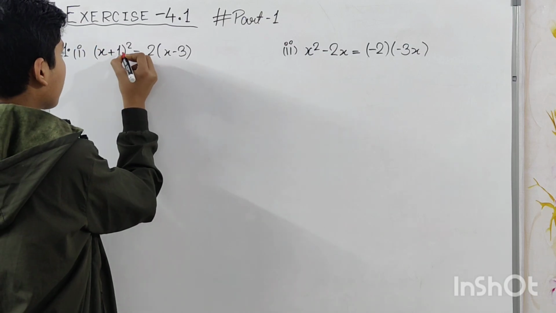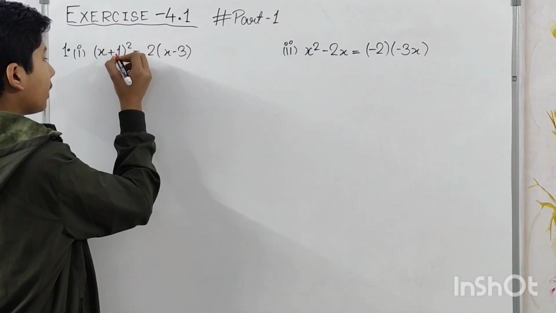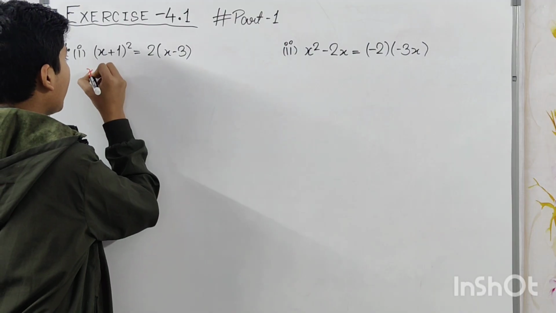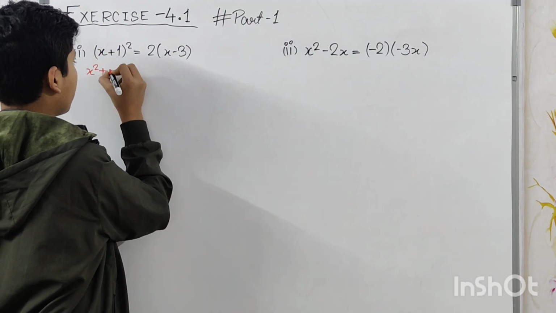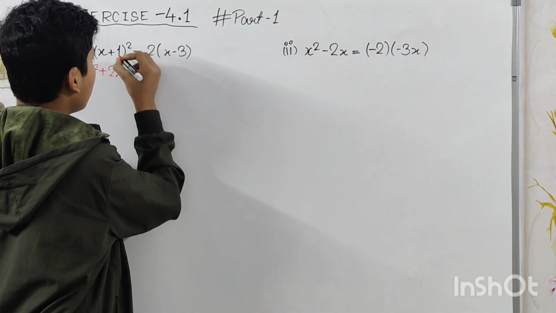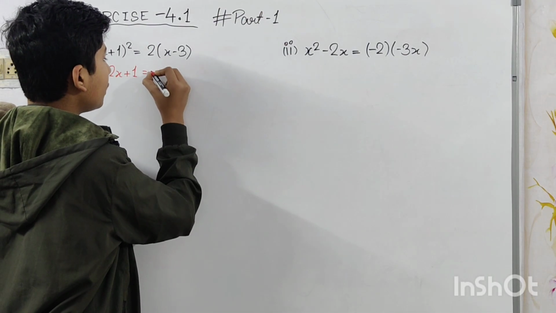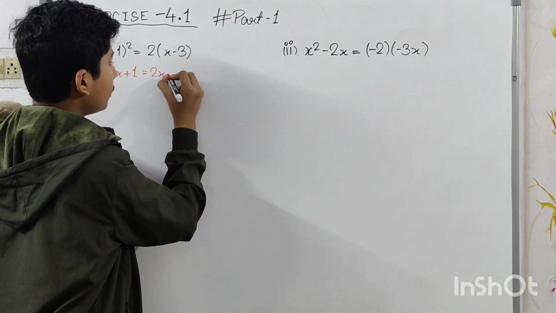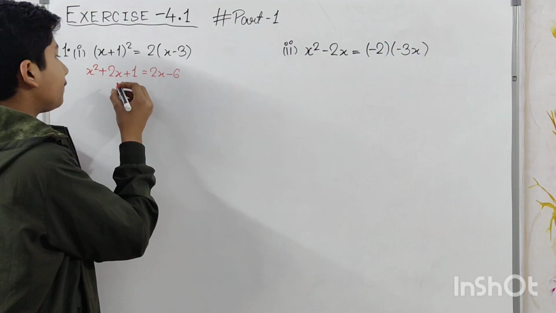So let's solve this. (x + 1) whole square. So we know that (a + b) whole square is a square plus b square plus 2ab. Means x square plus 2ab, means 2 into x into 1, means 2x, plus b square, means 1 square, which is 1, equals 2 into x, 2x minus 2 into 3, 6. Okay, so let's solve this.